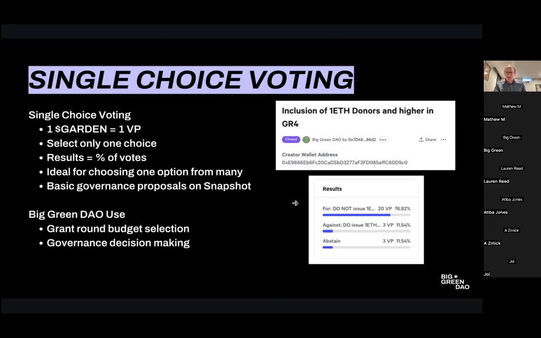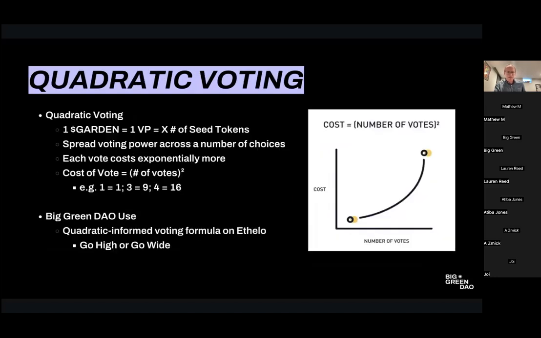Pretty simple and straightforward. A nice variation of this is ranked choice voting, where instead of just a single choice, you can rank your choices. So if your top choice didn't win, you can put some of your voting power towards a second or third choice. So we'll talk about that in the future as it applies to our work.